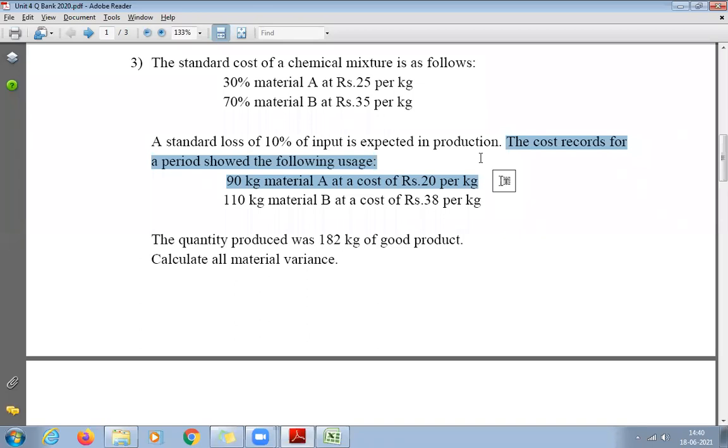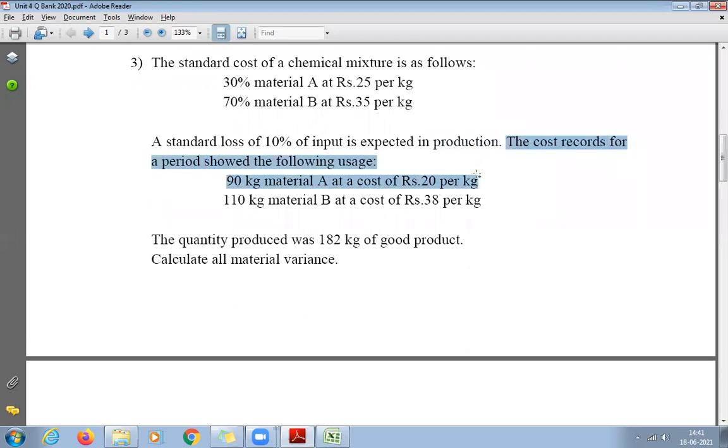When are you going to record? Only when it is actually done, yes or no? So this is what is actual, and I can differentiate between that and this. Here it is mentioned clearly that the standard cost of the chemical mix is so and so. But here he has given the cost records for the period showed the following usage. Got it? Yes, sir. So the record is the actual.